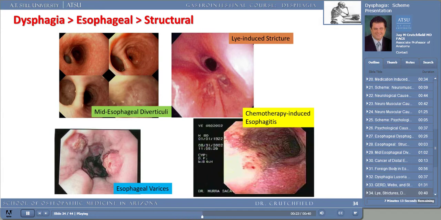And of course, esophageal varices are large veins which occur in the esophagus, usually as a result of a patient who has portal hypertension from cirrhosis or liver disease. The patient usually experiences a mild dysphagia from these large blood vessels in the esophagus.